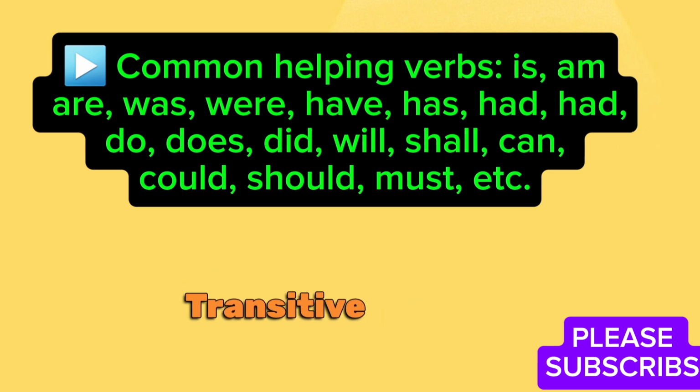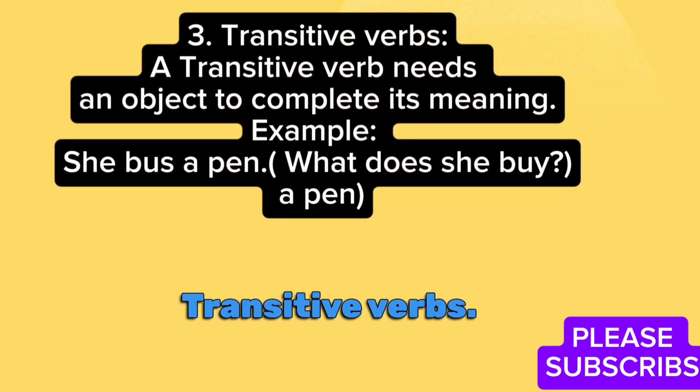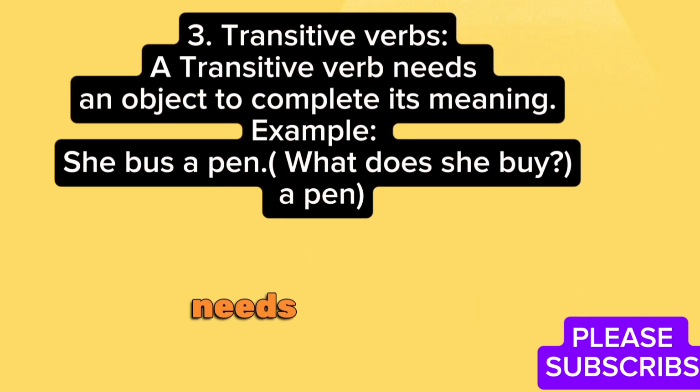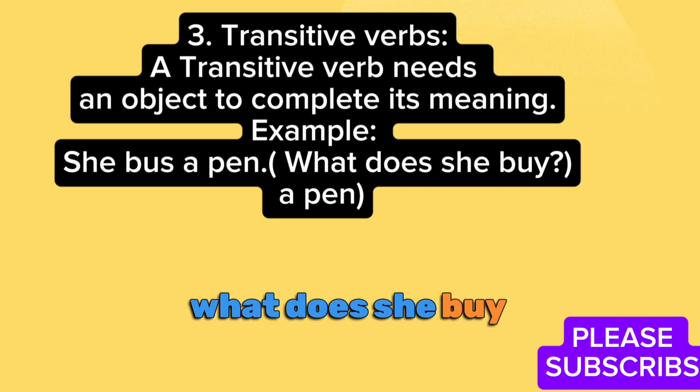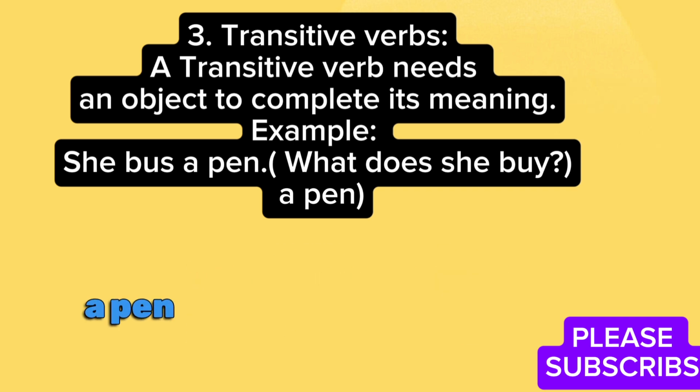Number 3. Transitive verbs. A transitive verb needs an object to complete its meaning. Example: she buys a pen. What does she buy? A pen.